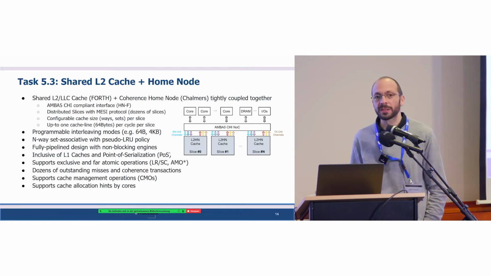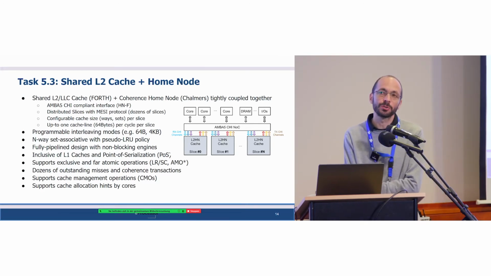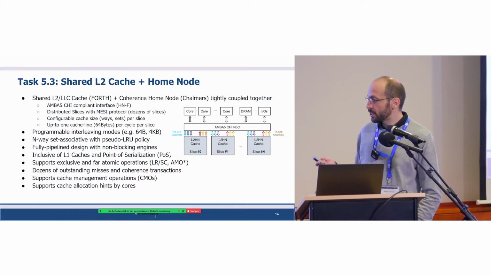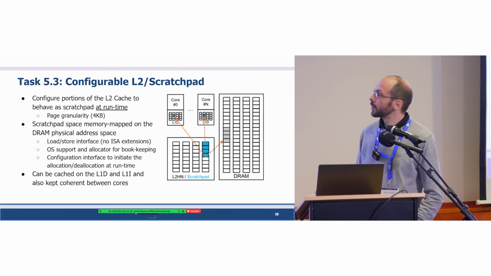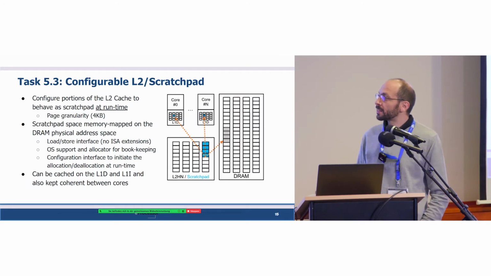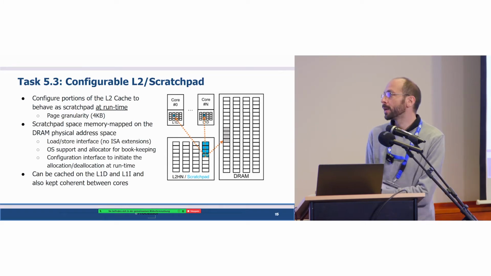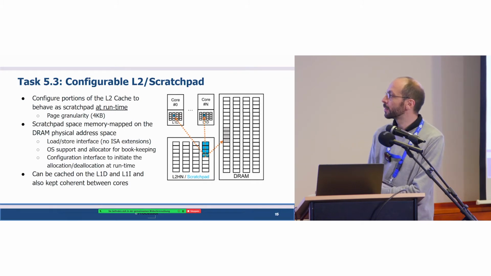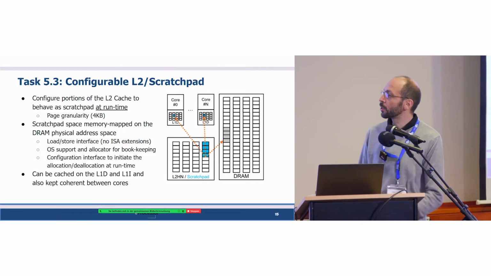and it is the point of serialization. An L2 cache miss basically goes to the NOC and then goes to the memory. It can support lots of outstanding misses and coherence transactions, also cache management operations, CMOs, and cache allocation hints by the cores. It can also be configured as a scratchpad at runtime. This can be done at page granularity. Portions can be configured this way.